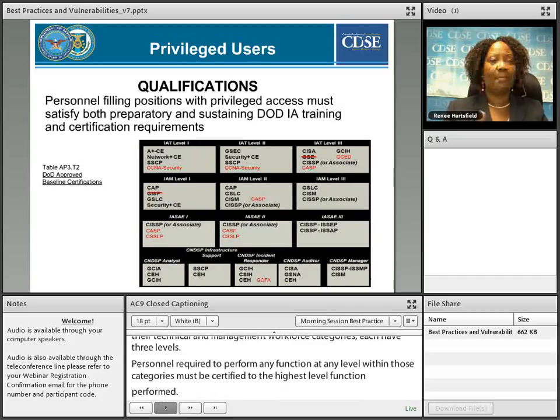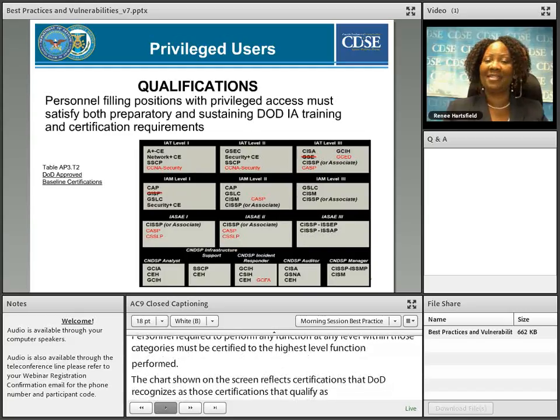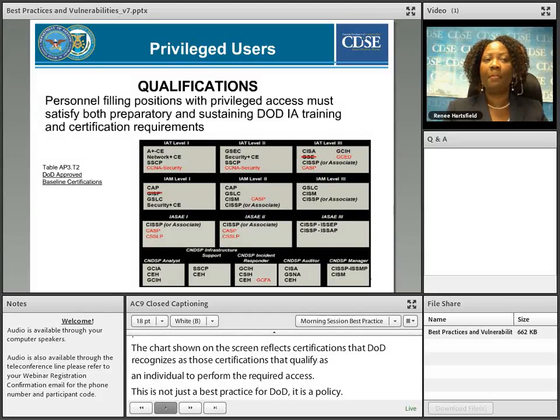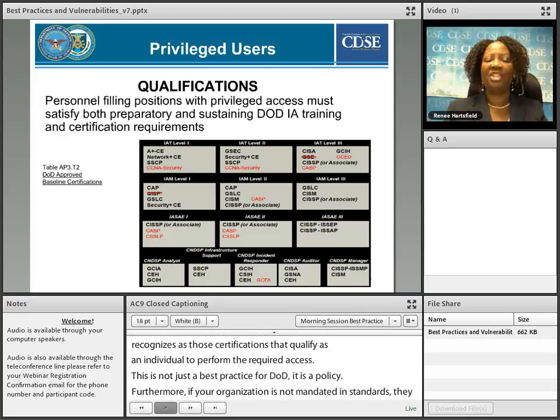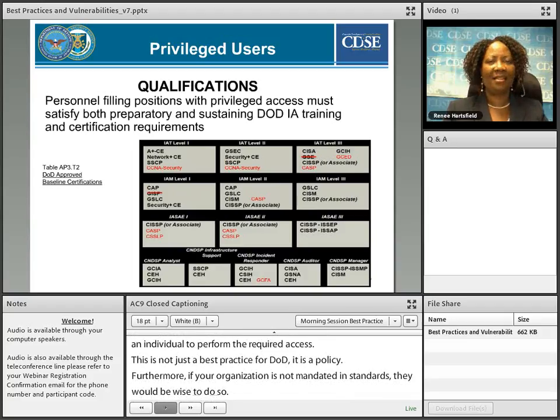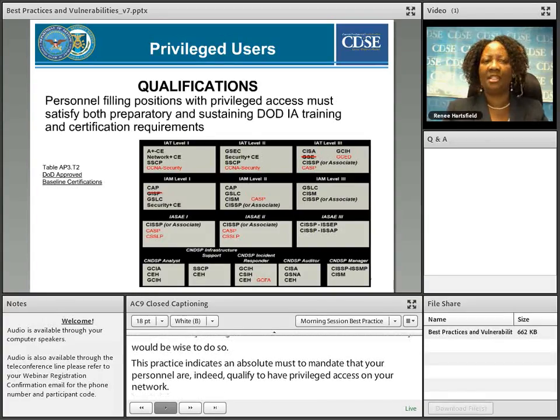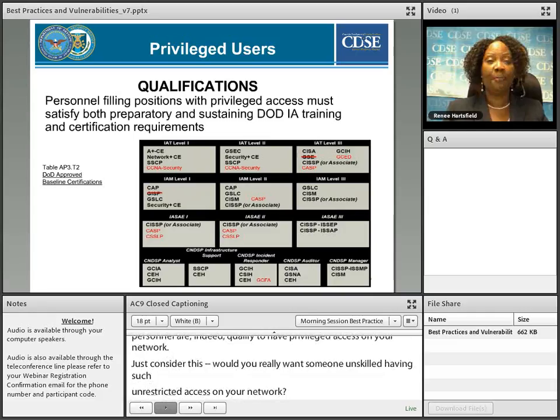This is not just a best practice for DoD, it is a policy. Furthermore, if your organization is not mandated in this standard, they would be wise to do so. Best practice indicates an absolute must to mandate that your personnel are indeed qualified to have privileged access on your network. Just consider this. Would you really want someone that is unskilled having such unrestricted access on your network? What is important to understand and remember is that not all security incidents that occur are due to malicious intent. The untrained inside privileged user poses just as big a threat, if not more.